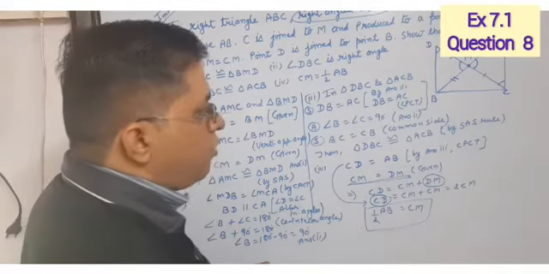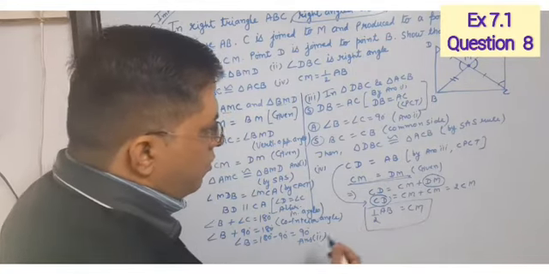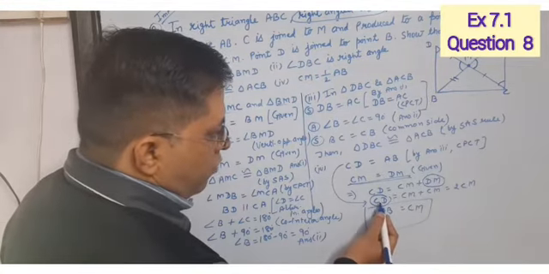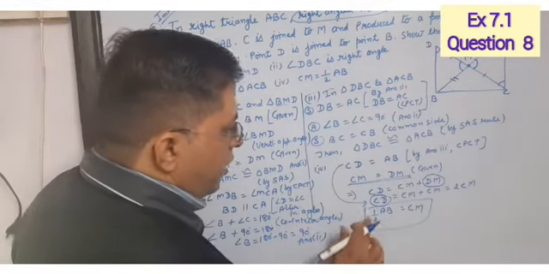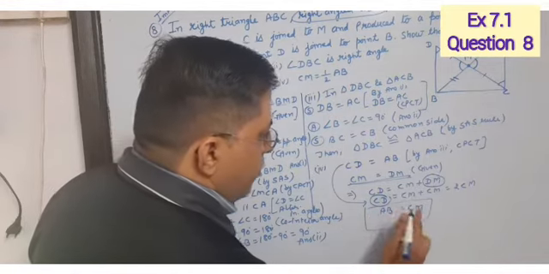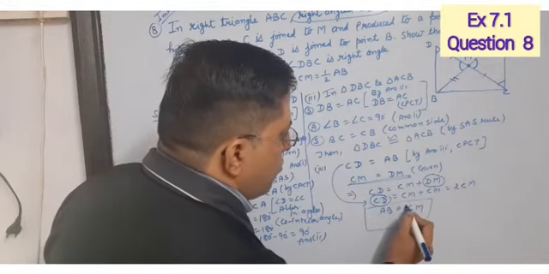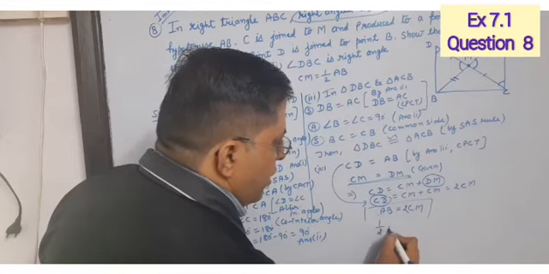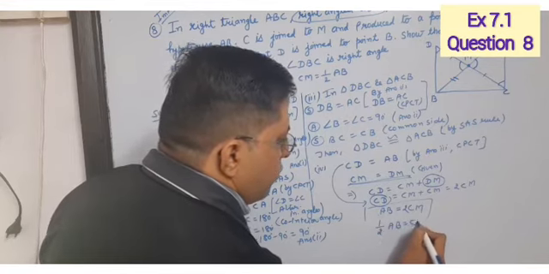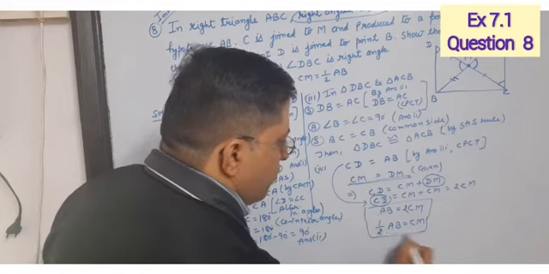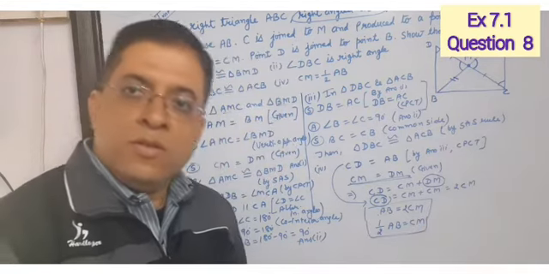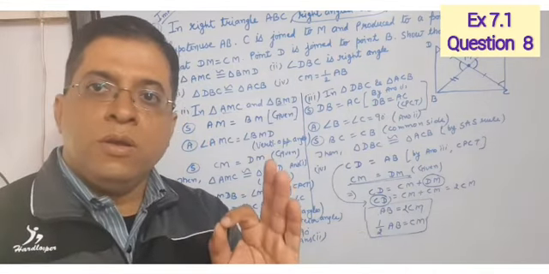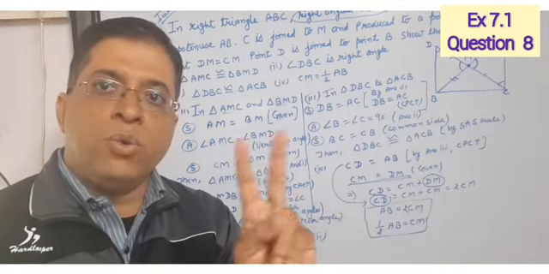If CD is equal to AB, then in place of CD you can write AB, and here 2CM. At last, what can I say? Half of this side, AB, is equal to CM. This is your answer number 4. That's all. It is a very good question. You have to watch this video at least two times.